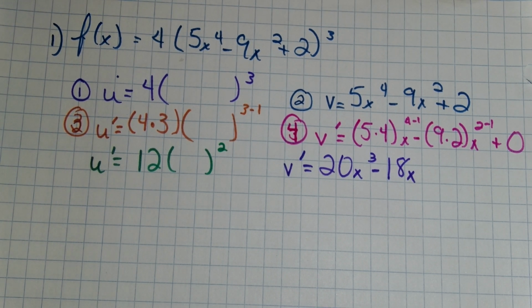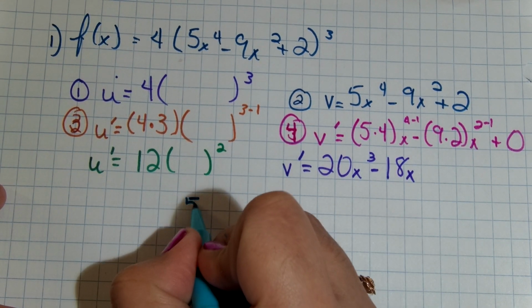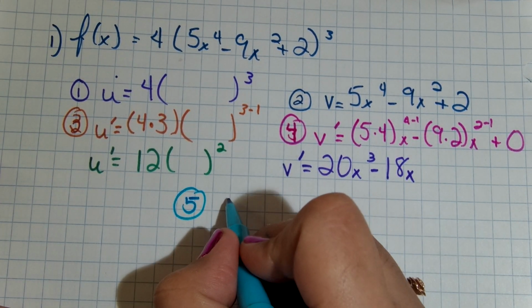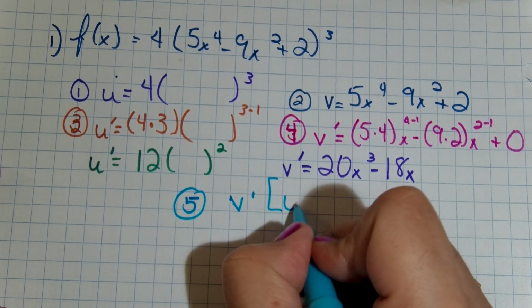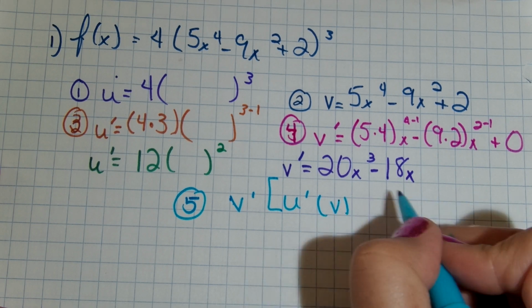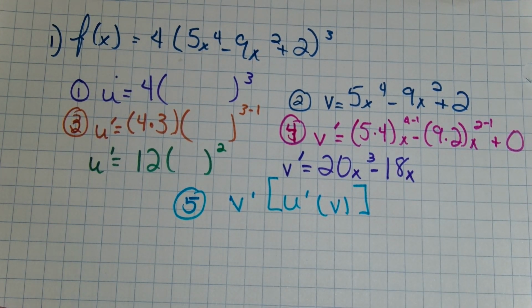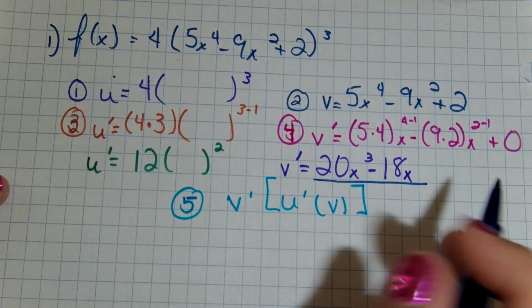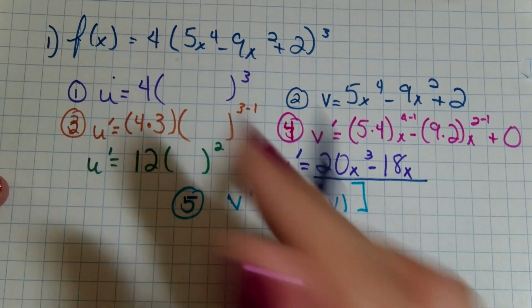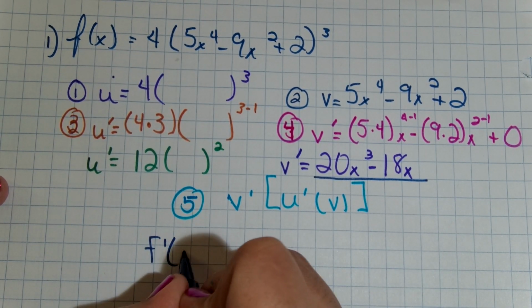Good? Are we done? No, we still need to put it together using the steps. So I'll write the step here, v prime, u prime, v. So v prime is here, but remember we started with f of x. So we need the proper notation.